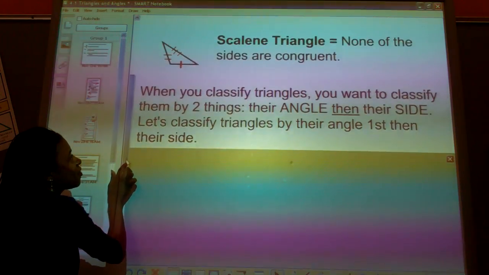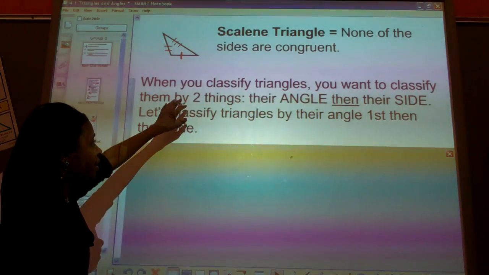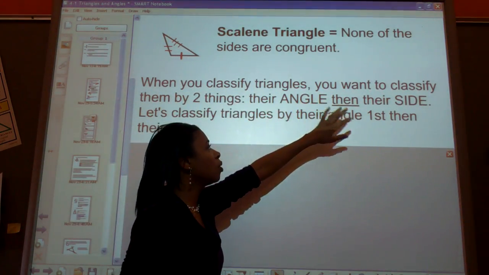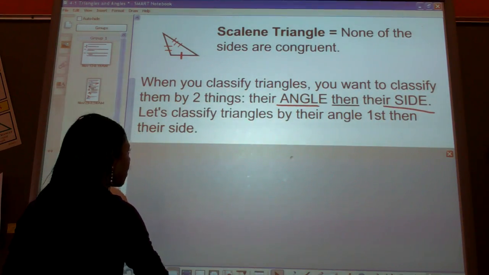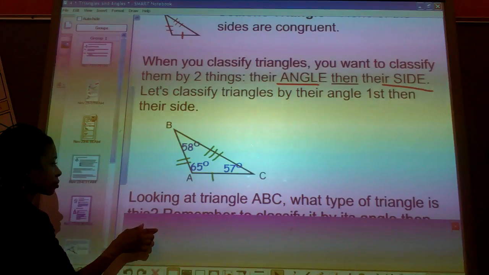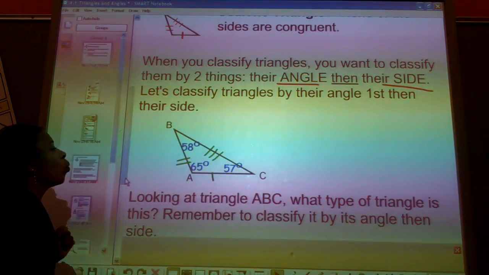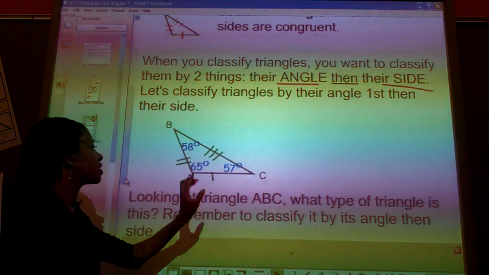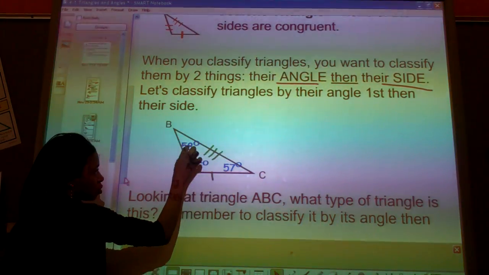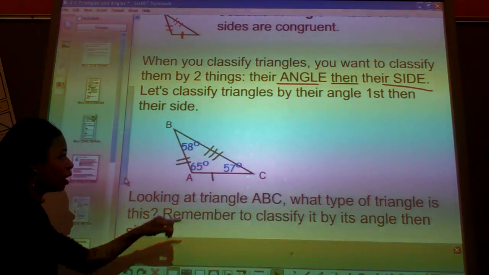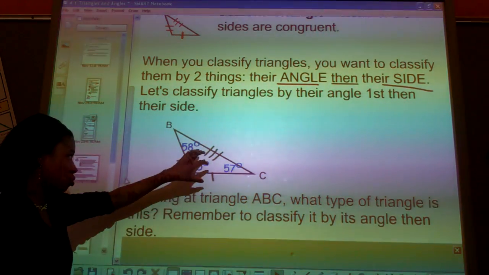If I want to classify a triangle, I classify in 2 ways. I classify first by their angle, then their side. So I do their angle, then the side. So let's classify this triangle here. Triangle ABC. What type of triangle is this? Remember, I want to classify it by the interior angles and then their sides. Remember, we talked about angles on the interior of the triangle. I have a 58 degree, 65 degree, and a 57 degree angle on this particular triangle.